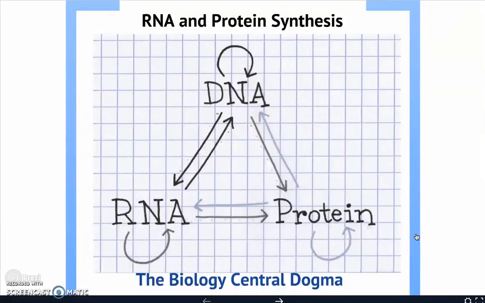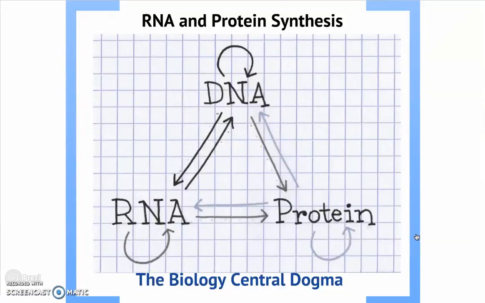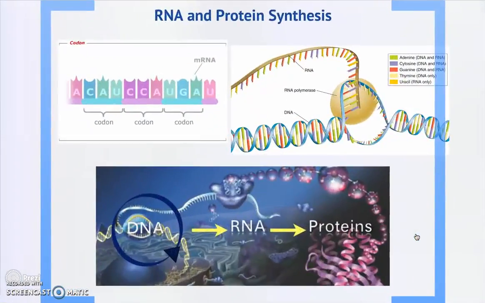Today we're going to talk about RNA and how it compares to DNA, as well as the process of how these proteins are actually made. This process by which we go from DNA to RNA to protein is often referred to as the central dogma of biology.